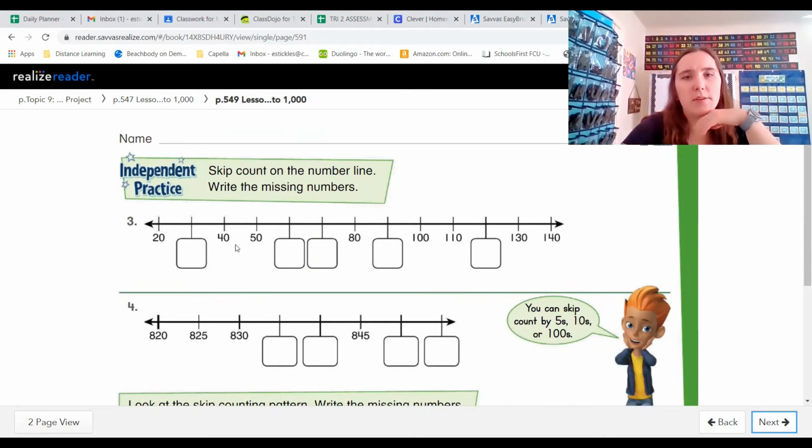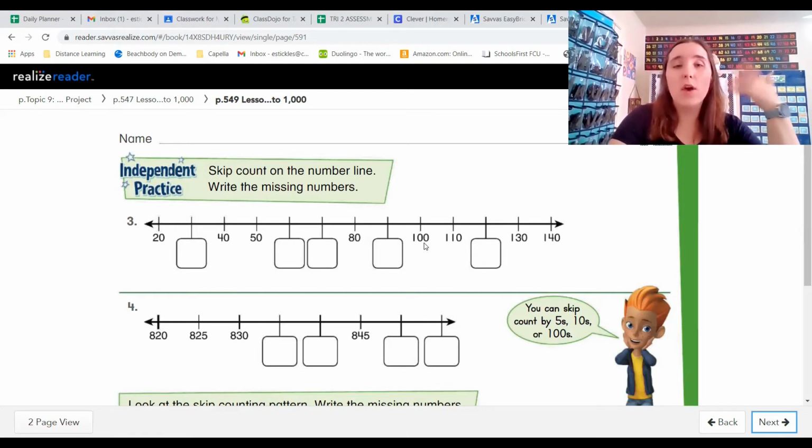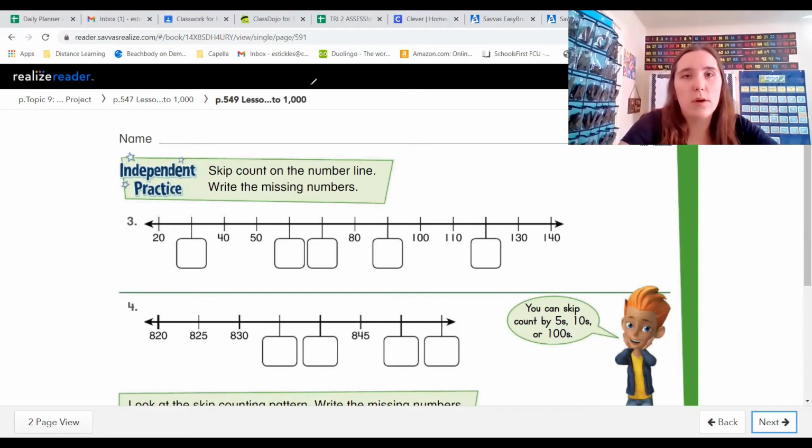Well, it can't be 5s because then our 1s would be going back and forth between 0, 5, 0, 5, but they're not. They're all 0s in the 1s place. It can't be hundreds because we don't get to 100 until all the way down here. So we can't be skip counting by 100s, which means we must be skip counting by 10s. And if we look at our jump right here, we do.